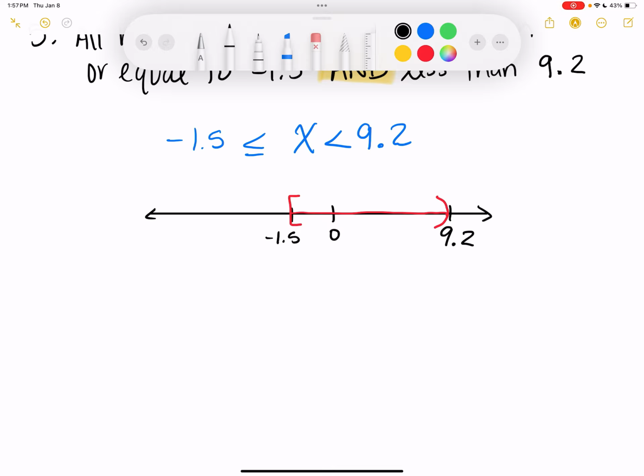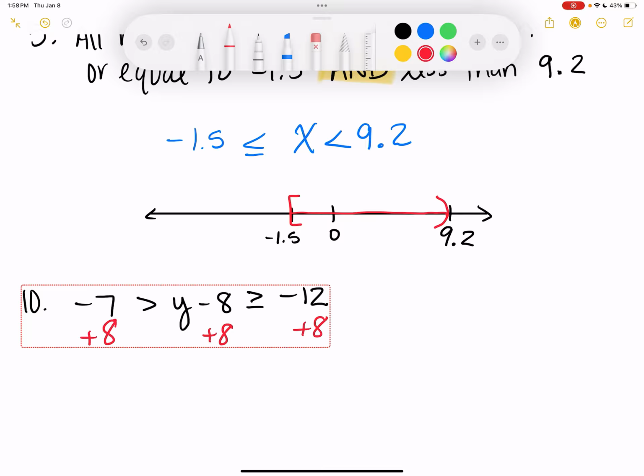Business. All right, solve the inequality and graph your solution. Number 10: -7 is greater than y minus 8 is greater than or equal to -12. Unlike normal equations, or well, it is like normal equations: when we move something, it happens to both sides. If I have a normal equation, like pretend this wasn't here, we would add 8 to both sides and I would be done. With a compound inequality like this, an and one, we actually have to add it to all 3 spots. So when I add the 8 to get rid of it in here, I'm also adding it over here and over here.